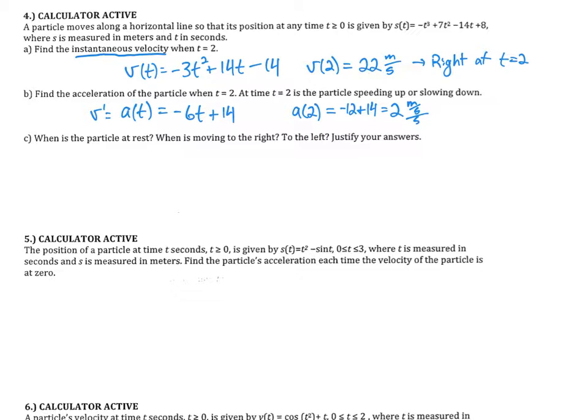Okay, so the acceleration is 2 meters per second, and because acceleration and velocity are both positive numbers, they're both heading towards the right, what that means is that the particle is speeding up, because both velocity and acceleration have the same sign.